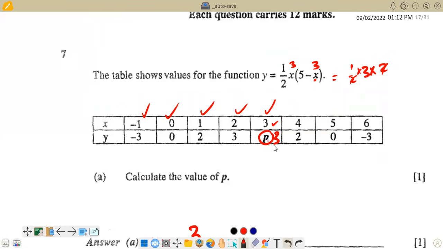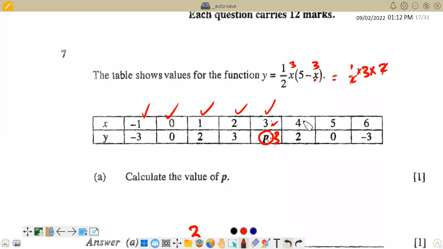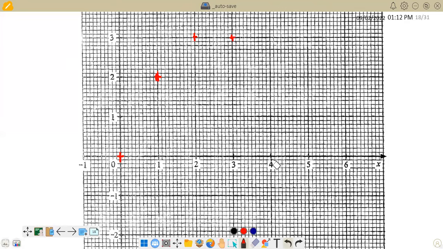Then let's move on to 3, 3. Remember, our P is 3, so it's going to be 3, 3. When X is 3, Y is 3. So you've got 3 here and 3 here. This is where we are going to have our point. Then we move on to the other one, 4, 2. When X is 4, Y is 2. So let's see where our point is. That's 4 here and 2. So that's 4, 2 at this point.